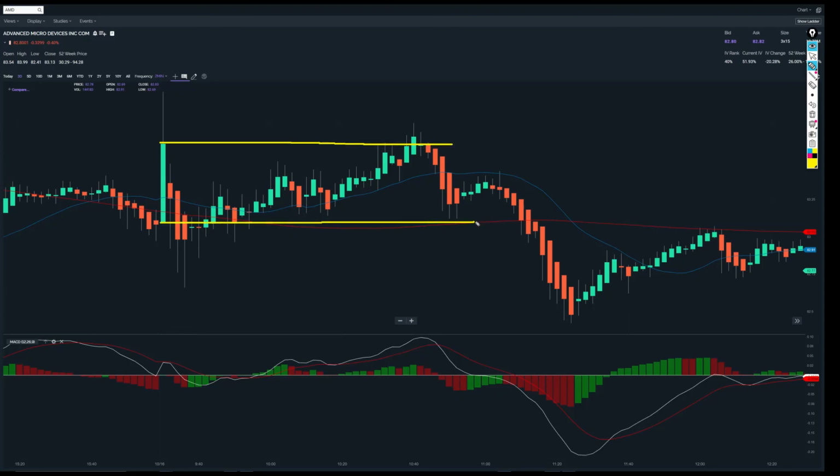And that was a beautiful setup today. You can see that clearly. We tested our high of the day of that opening range, failed that breakout, and immediately fell to the downside. Tried to bounce off the 200 here, and we failed that, and we sold off.